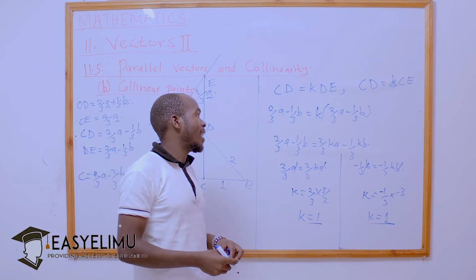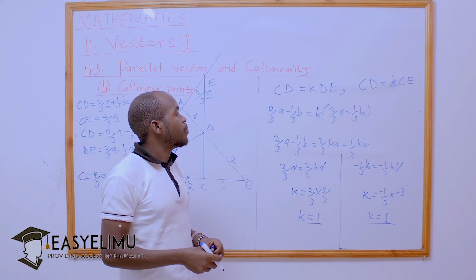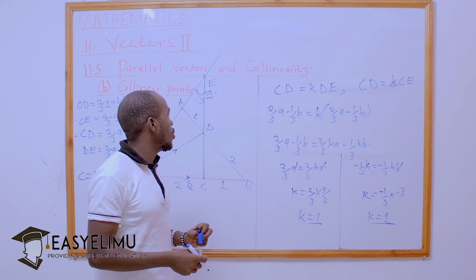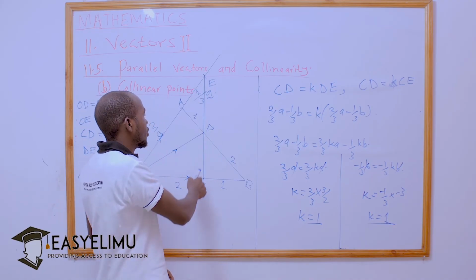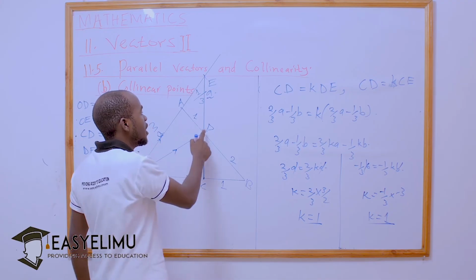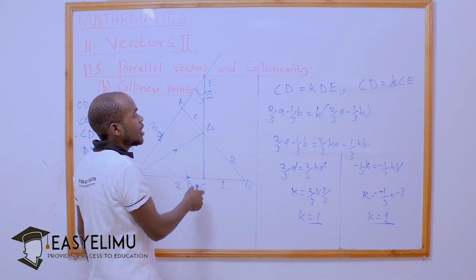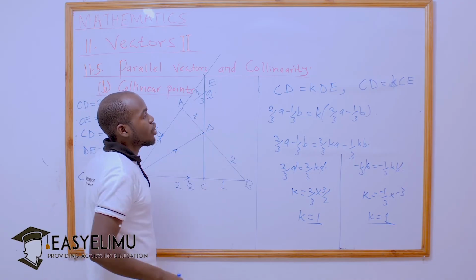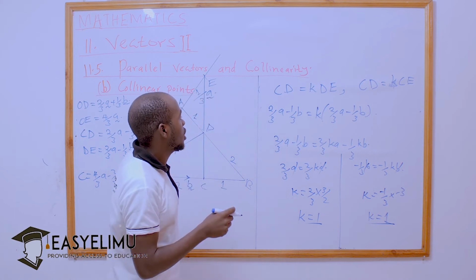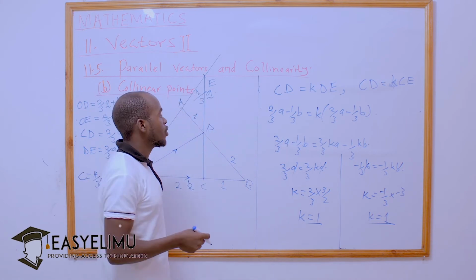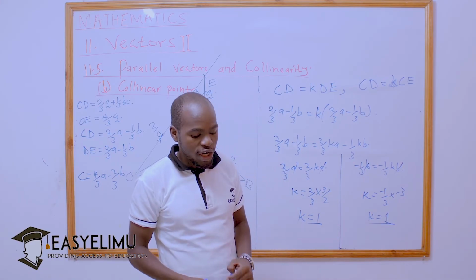So they are parallel, and also D is a common point between the 3 points. So meaning that these points C, D, E are collinear. One, they are on a straight line. Two, D is a common point between them. And three, CD is parallel to DE because it is having a scalar multiple of 1 to each other. And that's what we do. So that is showing that 3 points are collinear.